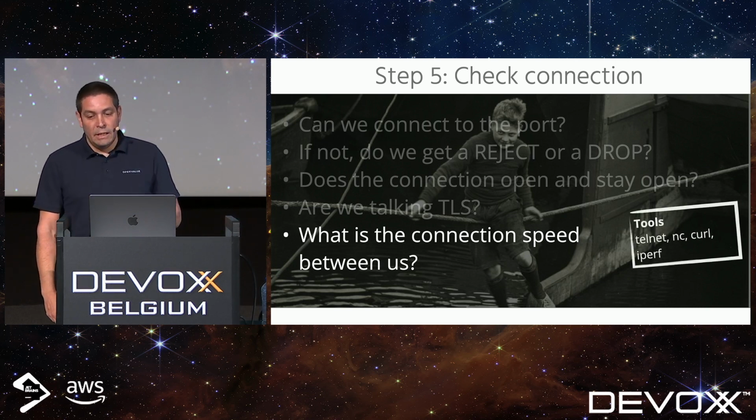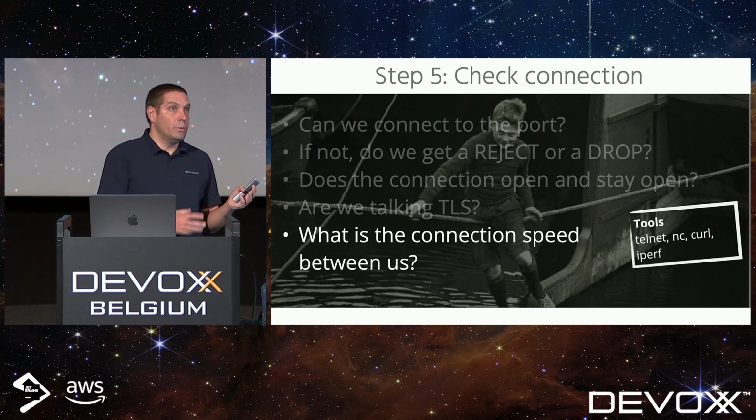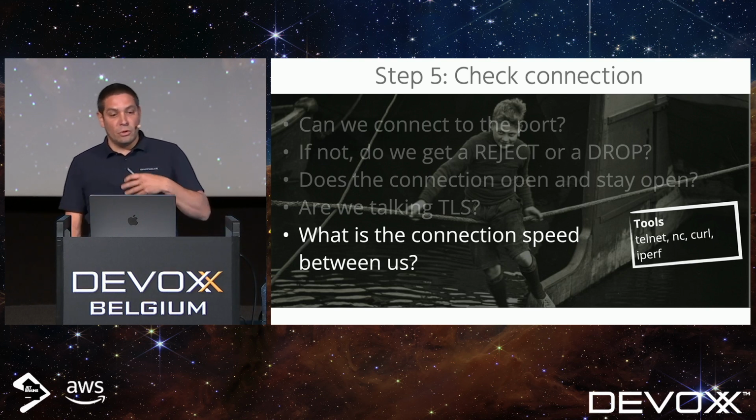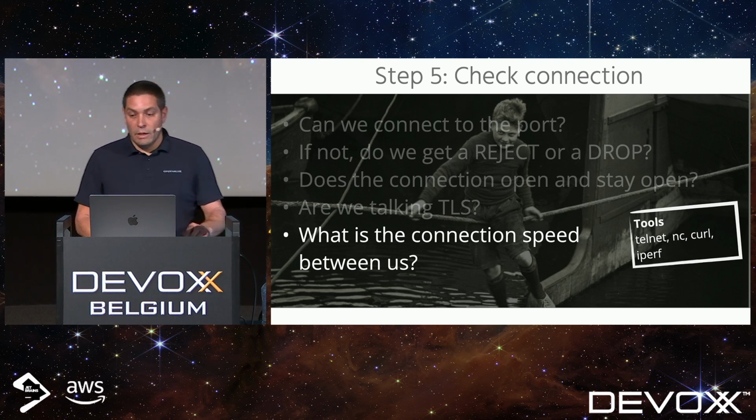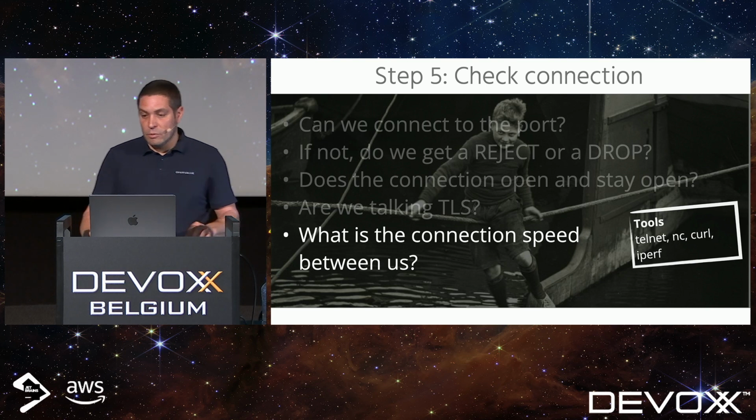So tools you use here are Telnet and Netcat, which is comparable. Telnet basically makes TCP connections, Netcat as well. You can use curl to make HTTP requests, and use iPerf to measure network performance.